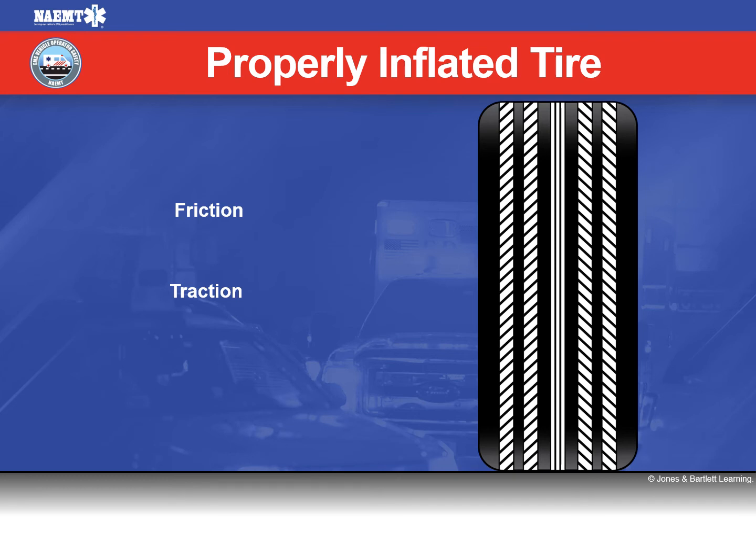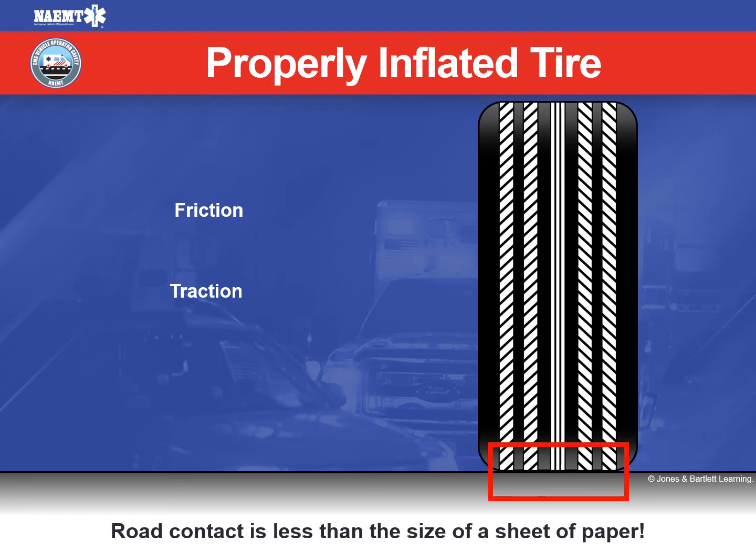When tires are properly inflated, they distribute the heat evenly from the road friction. They have good traction, providing good handling, cornering, and stability. They have the same surface area of road contact as a sheet of paper folded in half. This is known as the footprint or the contact patch of the tire. All right, there is the contact patch of the tire.